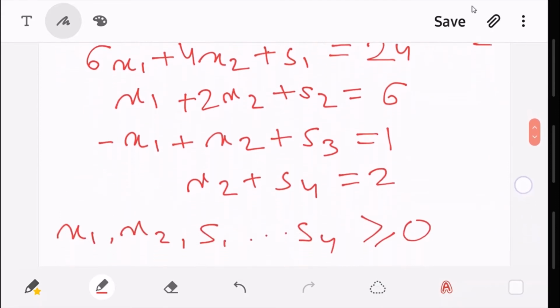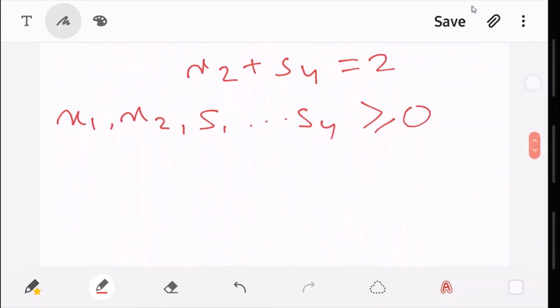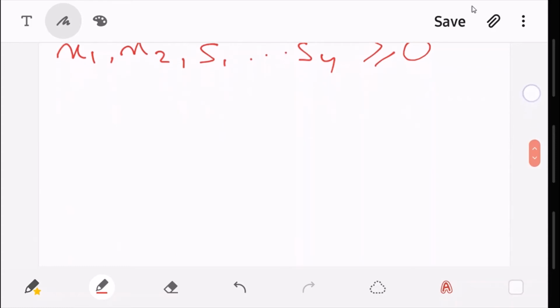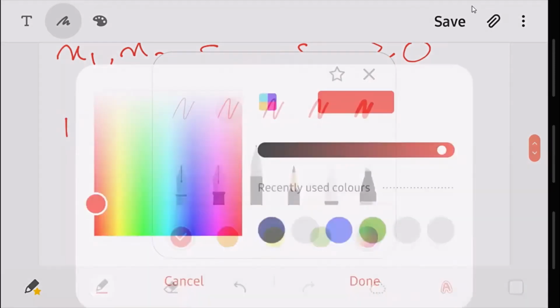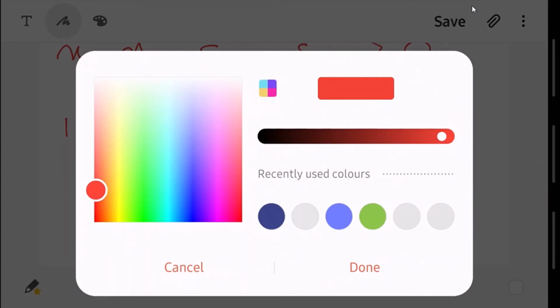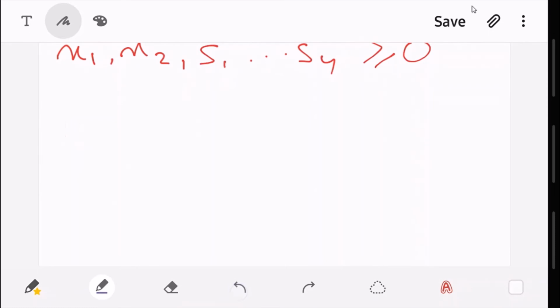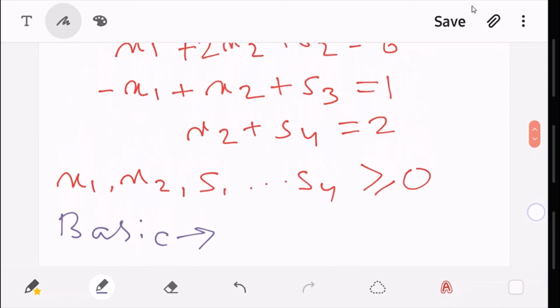Equation form. Now I need to construct the simplex tableau. So how to construct it? First we will write the basic variables. So what are basic variables? Basic variables are the non-zero variables.